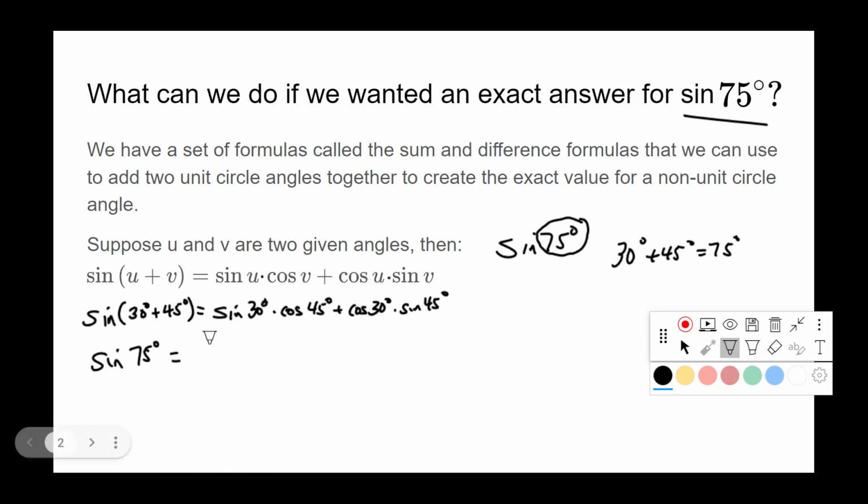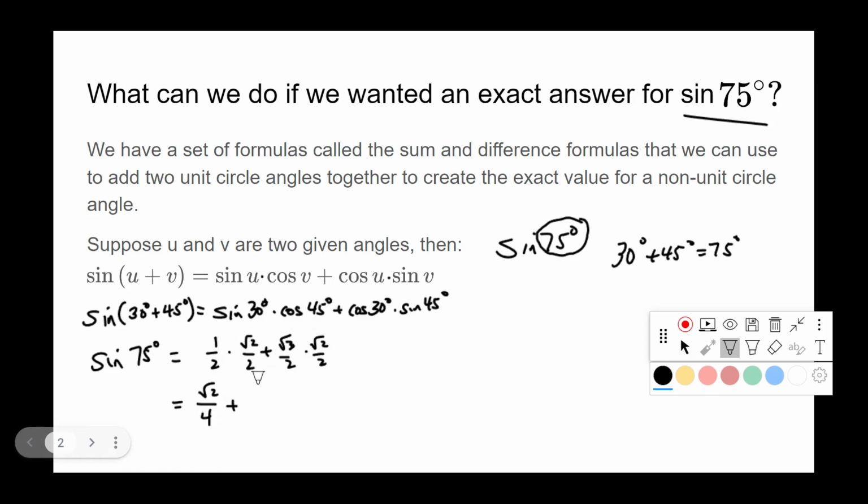So sine of 30, sine's the y coordinate. The y coordinate there is 1/2. Cosine of 45, cosine's the x coordinate of 45 degrees, root 2 over 2. Plus cosine of 30 degrees is root 3 over 2, times the sine of 45 degrees, which is root 2 over 2. So now we're multiplying two fractions straight across. 1 times square root 2 is square root 2. 2 times 2 is 4.